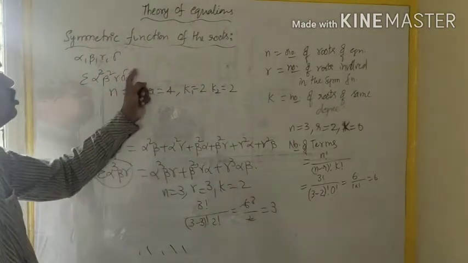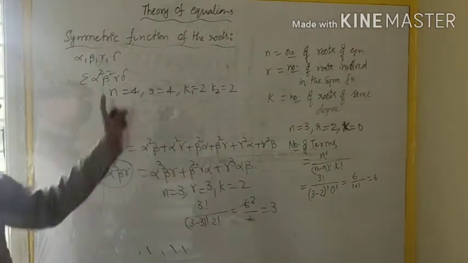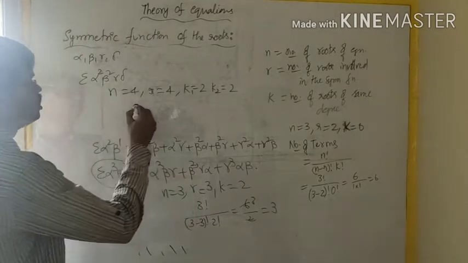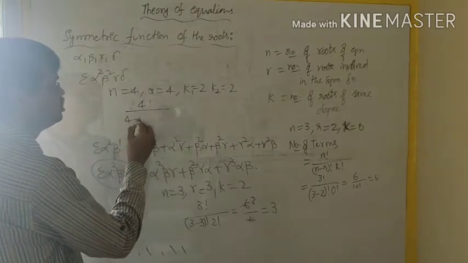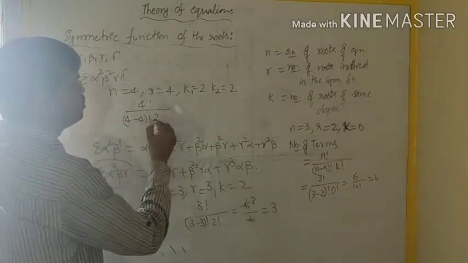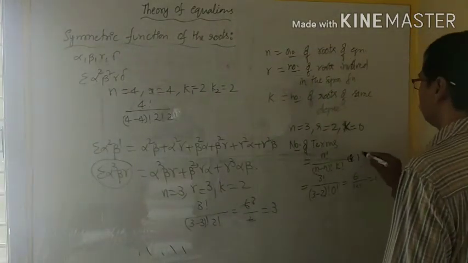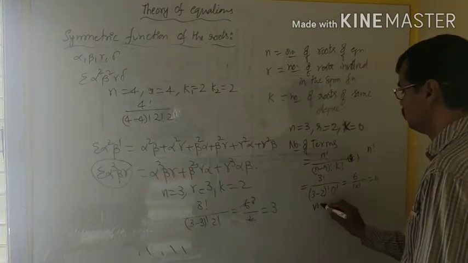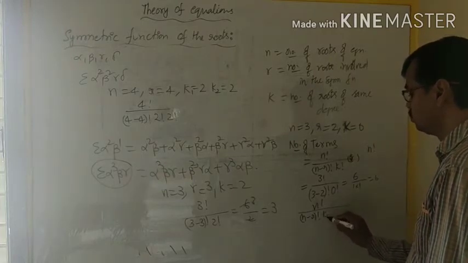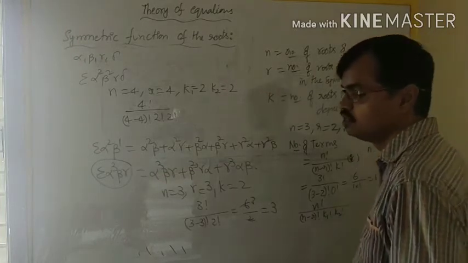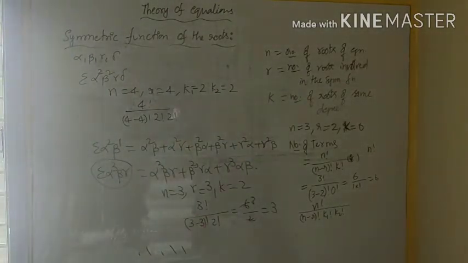Suppose there are two more, then k1, k2, k3 will come. So the answer is 4 factorial by n minus r, 4 minus 4 factorial into k1 factorial into k2 factorial. So the general formula is n factorial by n minus r factorial into k1 factorial into k2 factorial. So like this we can find the number of terms in the summation of a symmetric function.